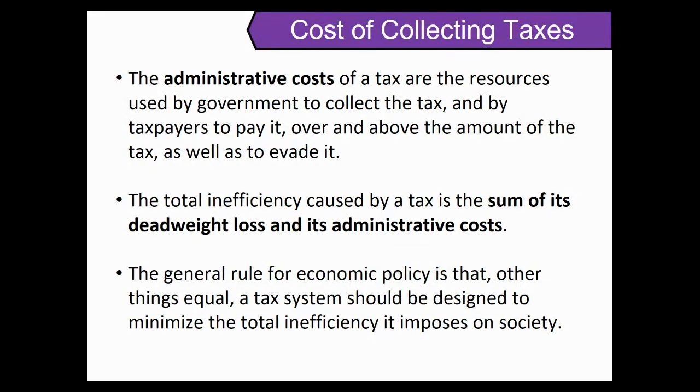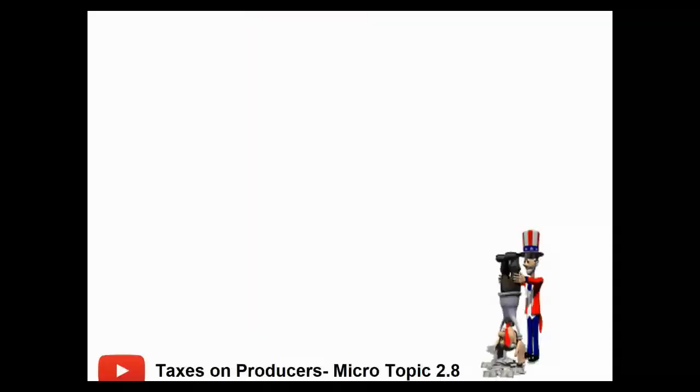We also have to understand this administrative cost. All right. The administrative costs of taxes are the resources used by the government to collect taxes and the taxpayers to pay, or to evade it. You know, some try to evade paying taxes. Over and above what is being collected, there's a certain amount of losses that we have to understand are going to be lost due to taxes.